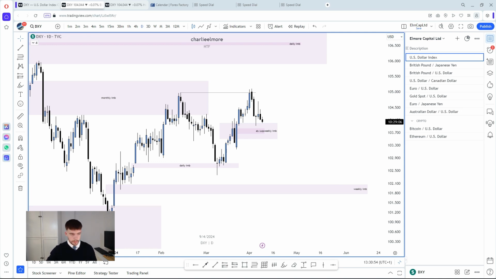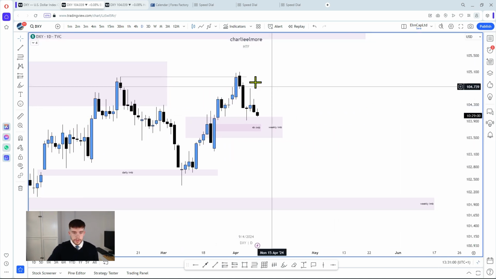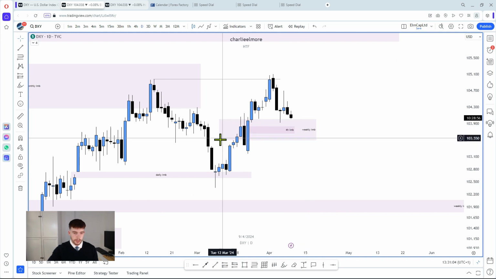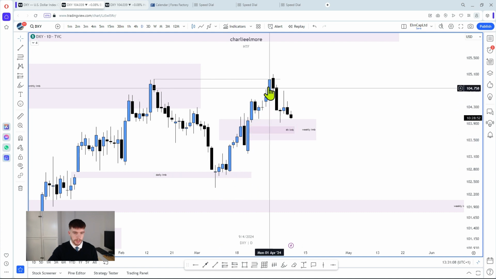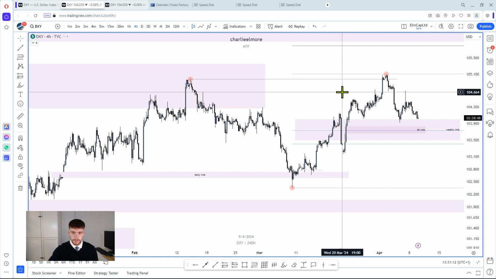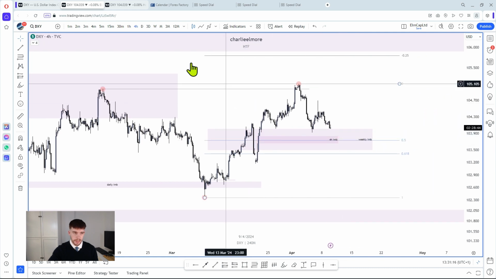Okay, so on the dollar index then. On the dollar index, we've started to come down. We've got that area in mind, as we said, because that aligns with the 50% and the discount of that entire leg, because on the 4 hour we've got body closure. So I'm expecting it to potentially come down into there.